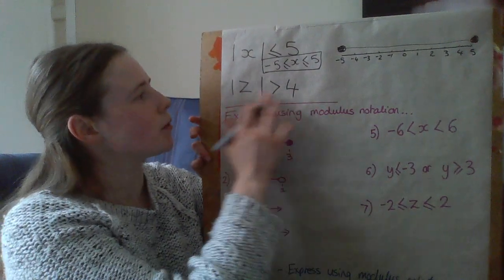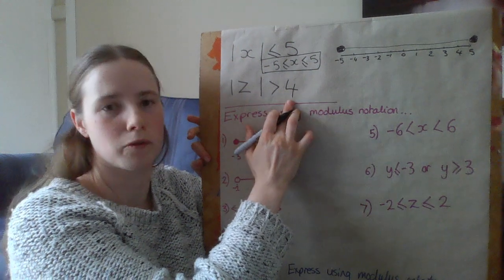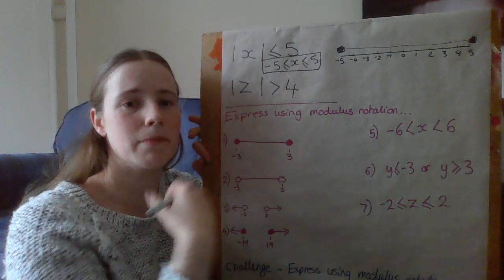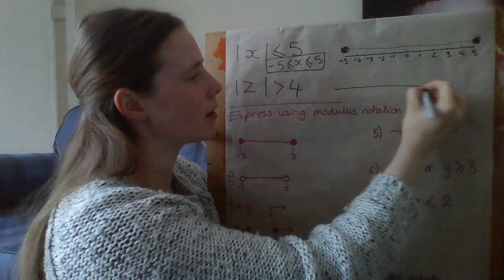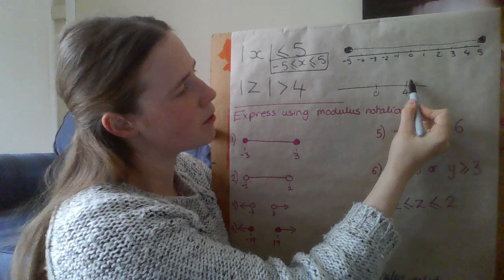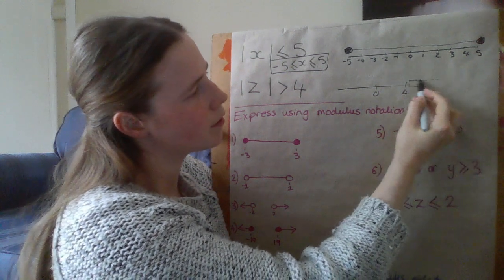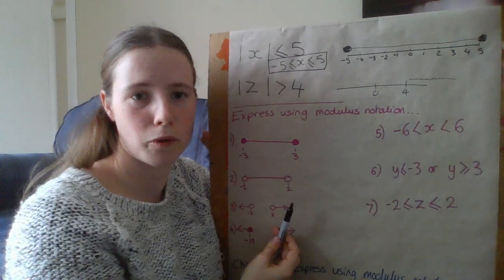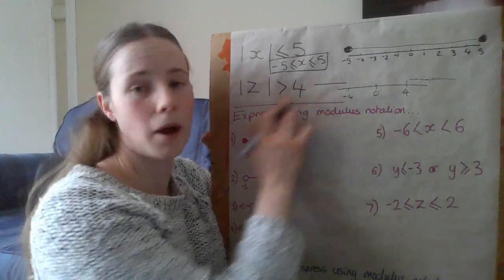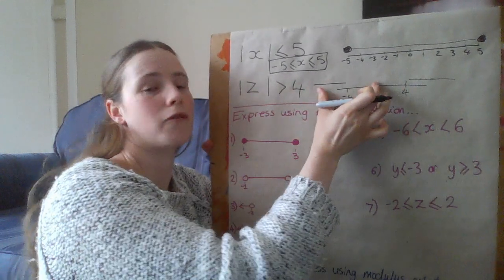Okay. Next one, the modulus of z has to be bigger than 4. So what we're saying here is the distance from 0 to z has to be more than 4. So if we think about a little sketch of our number line, okay, z can be further away from 0 than the 4, and it can also be further away from 0 than the -4. It's got to be further out there.